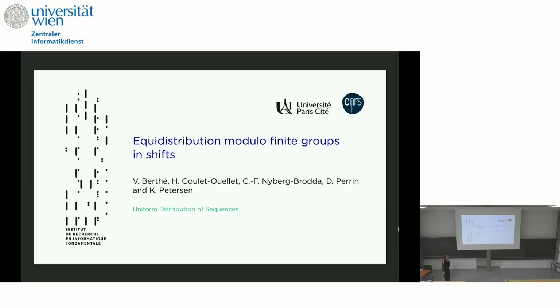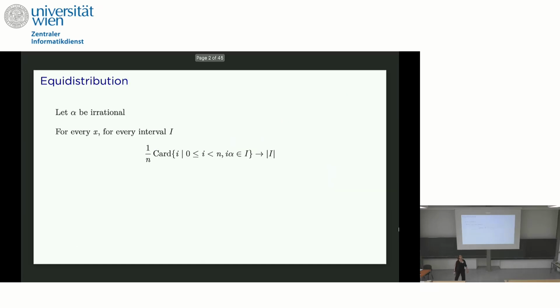So I want to present here joint work with Herman Goulet-Ouellet, Carl Friedrich Nyberg-Brodda, Dominique Perrin and Karl Petersen. And the motivation comes, of course, from equidistribution. So we are given an interval. We are taking a chronicle sequence.